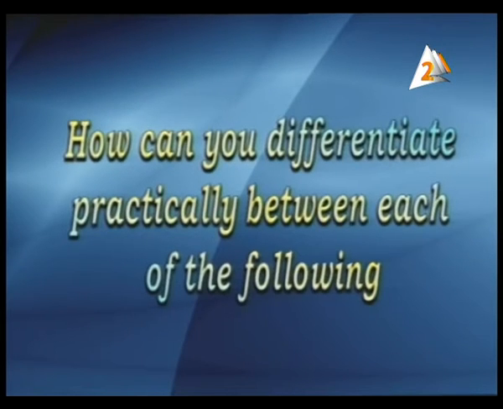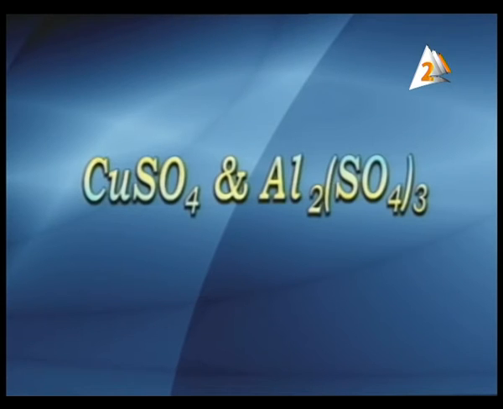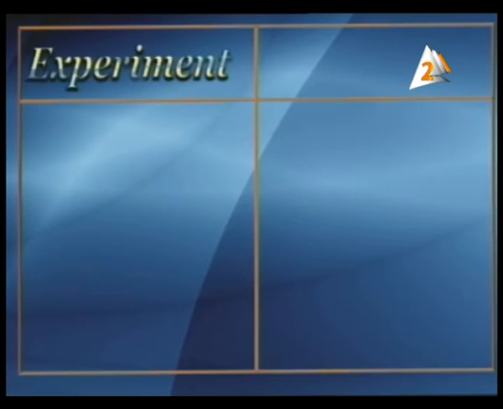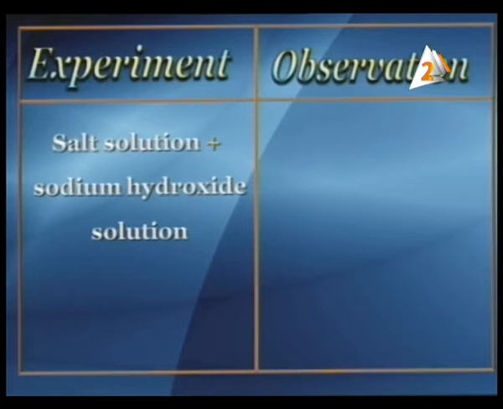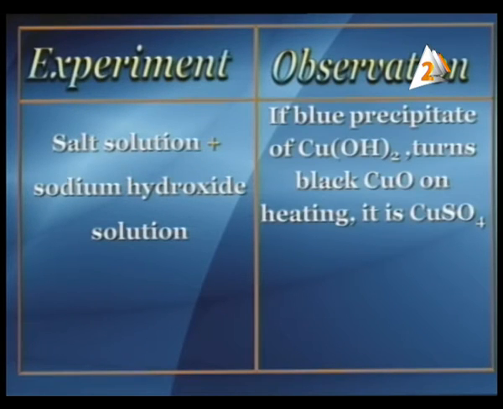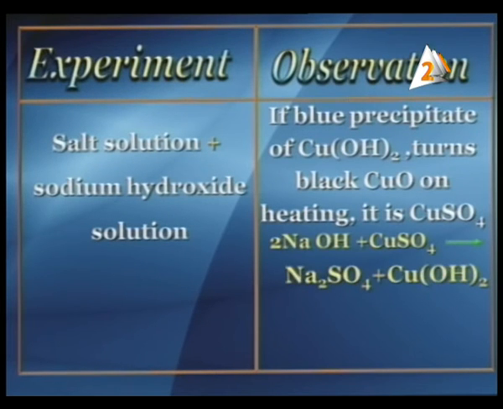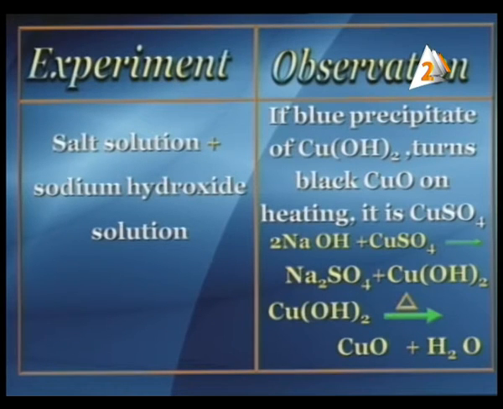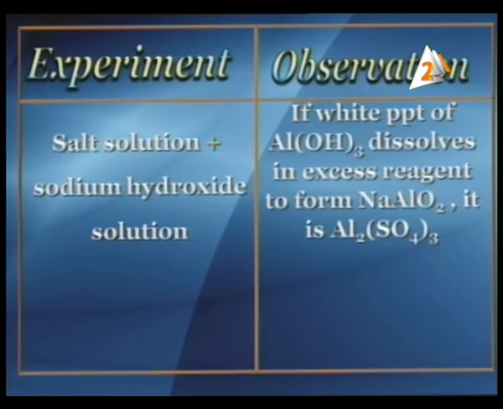Next type of question: how can you differentiate practically between each of the following? Copper sulfate and aluminum sulfate. By adding sodium hydroxide solution on the salt solution, if blue precipitate is formed, turns to black by heating, it will be copper. As the equation proceeds on the screen, 2NaOH plus copper sulfate gives sodium sulfate and copper hydroxide that on heating gives black copper oxide.